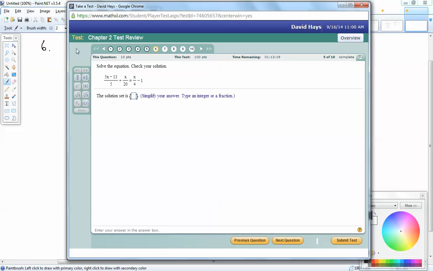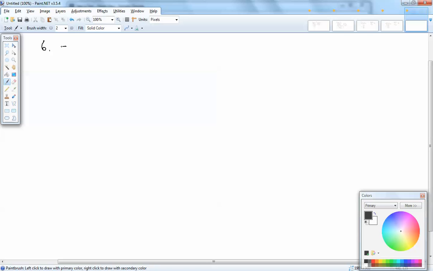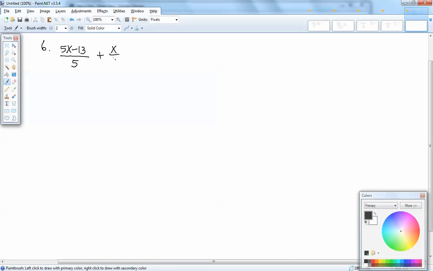We got 5x minus 13 over 5. Well, sometimes it doesn't allow me to flip back and forth like it should. Plus x over 20 equals x over 4 minus 1. Okay, first step, get rid of parentheses. Don't have any. Second step, get rid of fractions. Multiply everything by the LCM of all your denominators.